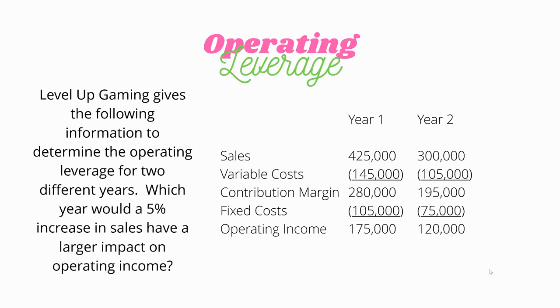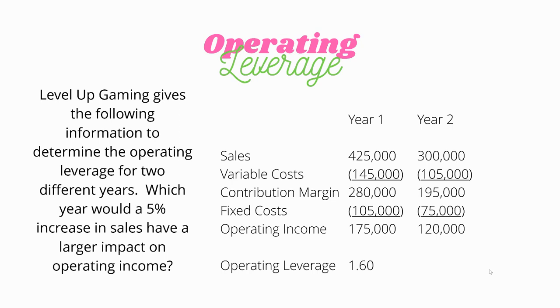In year 1, the sales were $425,000. The variable costs are $145,000, giving us a contribution margin of $280,000. Fixed costs are $105,000, and operating income is $175,000. To determine the operating leverage, we will take contribution margin divided by operating income. So $280,000 divided by $175,000. This results in an operating leverage for year 1 of 1.60.